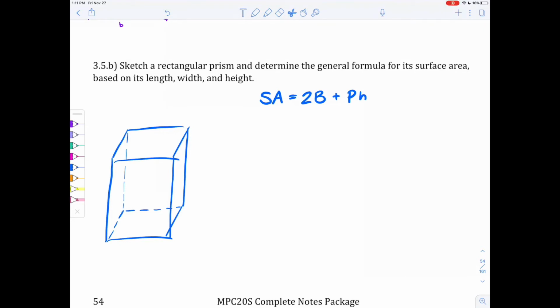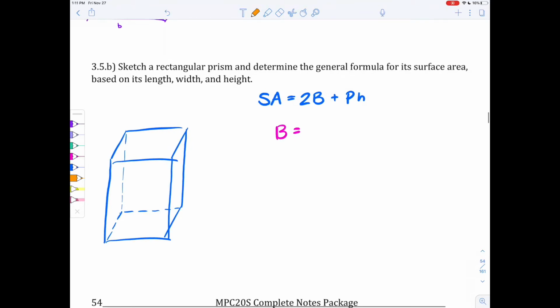So here we go. When we are taking a look at what my area of the base is, well, looking at my shape, I know that I will have length, I will have width, and this dimension here would be height. So if I'm looking for area of the base, that's the area of this rectangle down here, and I can figure that out by saying length times width.